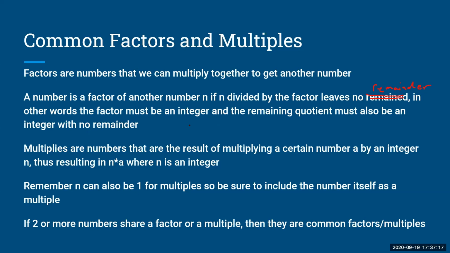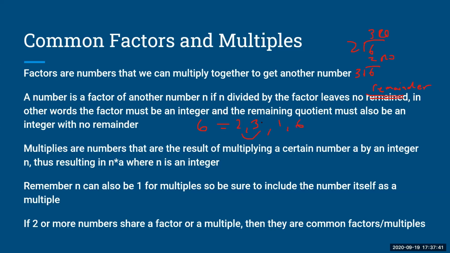So let's say a factor, for example, a factor of 6 is 2 and 3, because if I did 6 divided by 2, I would get 3, no remainder. And if I did 6 divided by 3, I would get 2, no remainder. So these two are factors, and also 1 and 6, because you guys know 1 and the number itself are always factors of a number.